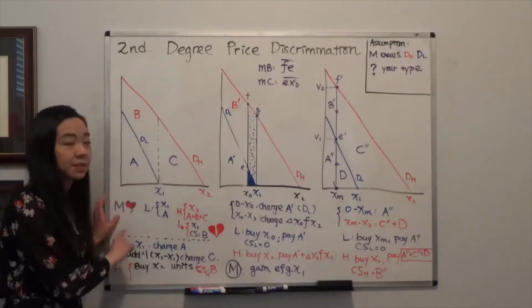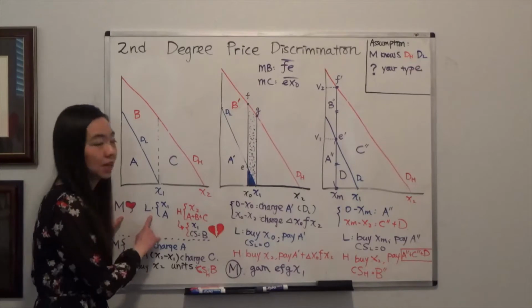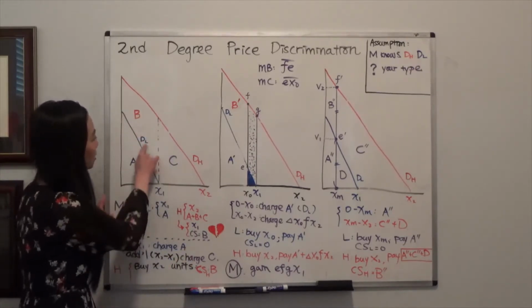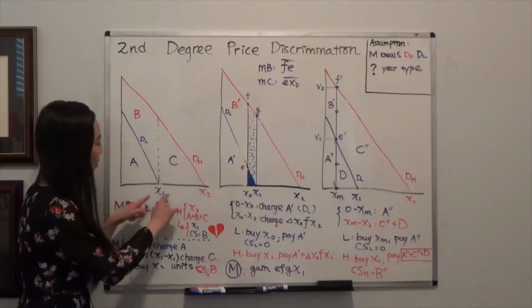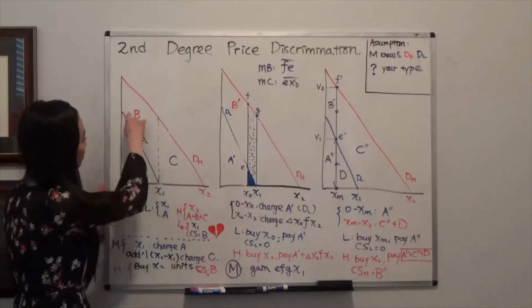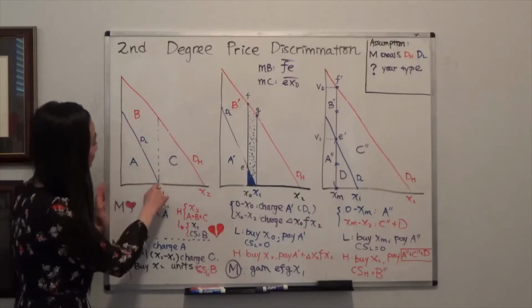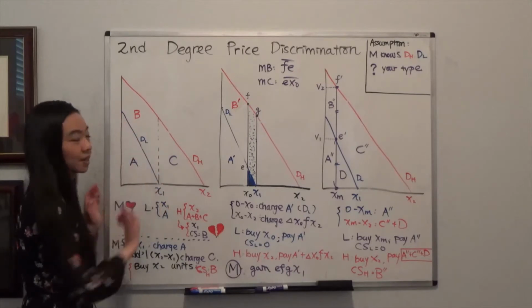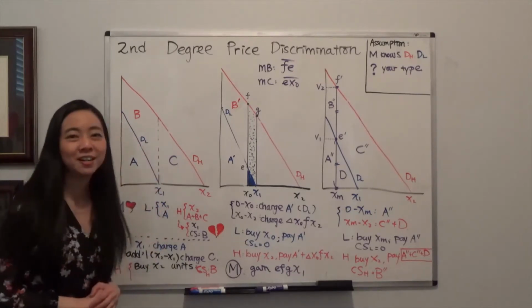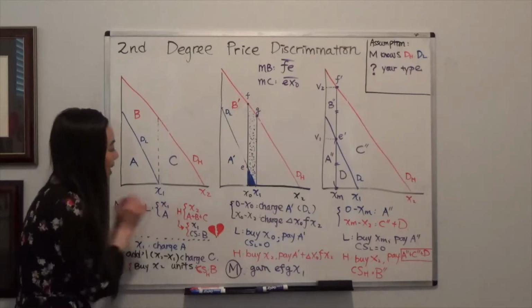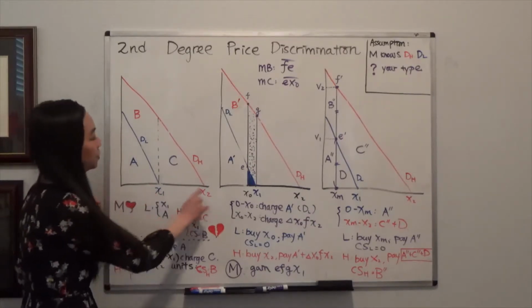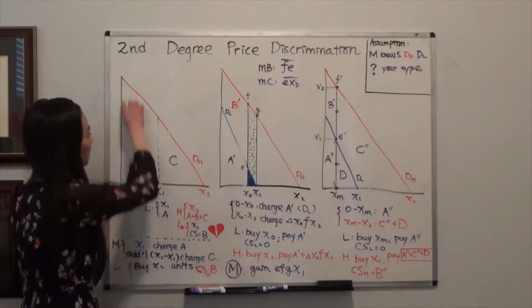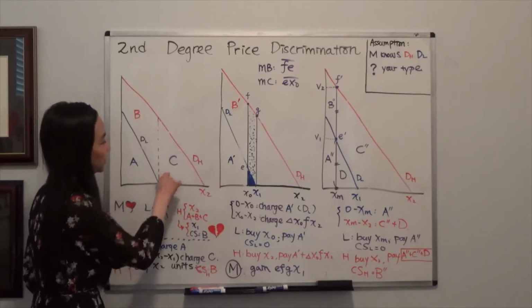And what the monopolist hopes is that if I could tell you're the low type, I'm going to charge you according to your lower demand curve. I'm going to sell X1 units and charge $8 for X1 units. So as a monopolist, I'm going to grab all your consumer surplus. If you're the high type though, I'm going to sell you X2 units, and I'm going to charge you this total amount, A plus B plus C.